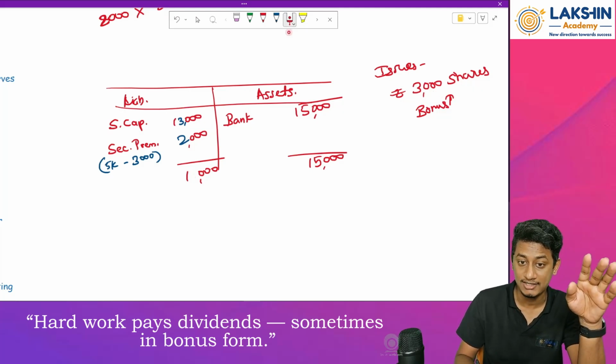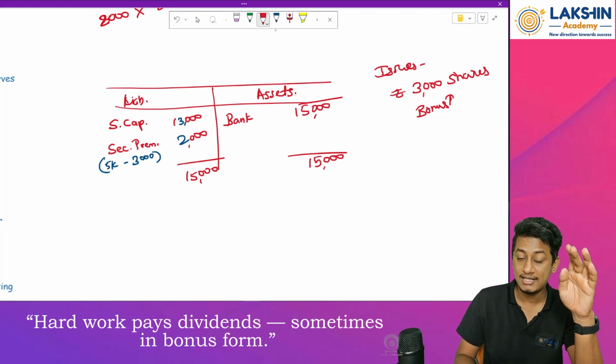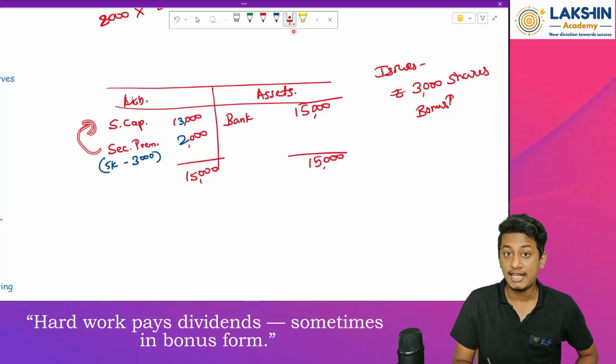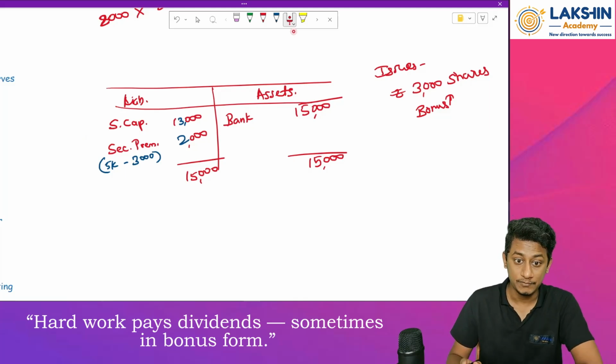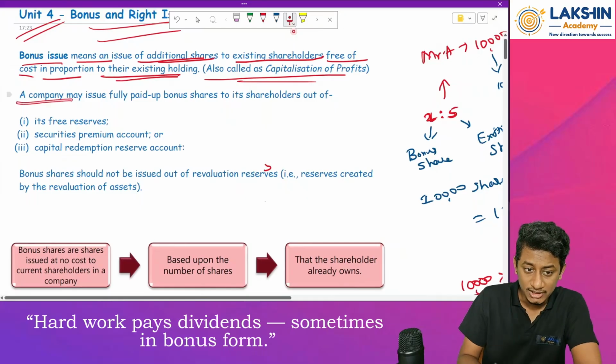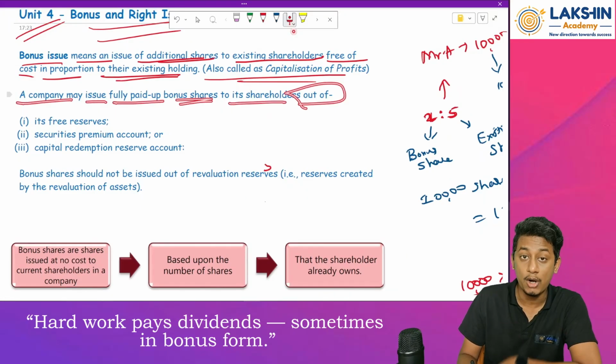So now check if the balance sheet is tallying or not. The balance sheet is tallying. That means I am transferring whatever was there in the securities premium or the free reserves to my share capital, and my balance sheet is tallying. So from where do we get the funds? The company may issue fully paid bonus shares to its shareholders out of what?